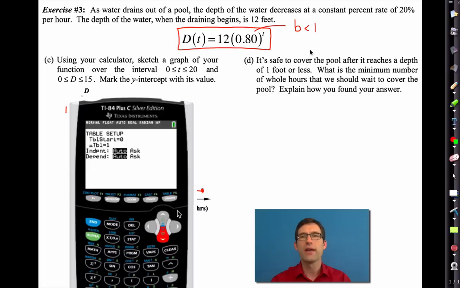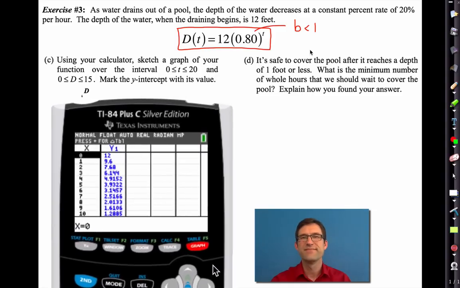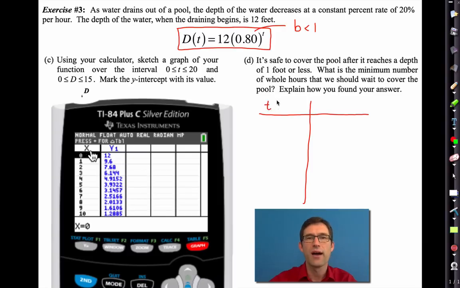So why don't you go ahead and pop into your table. Remember, you get that by hitting the second and graph. So let's go into the table. All right. Well, let's write out the table. Let's provide some evidence. Now, I know it says x and y1, but remember, the x was really time in hours, and the y1 was depth in feet. And let's scan down the table. Remember, what we're looking for is a depth of 1 foot or less.